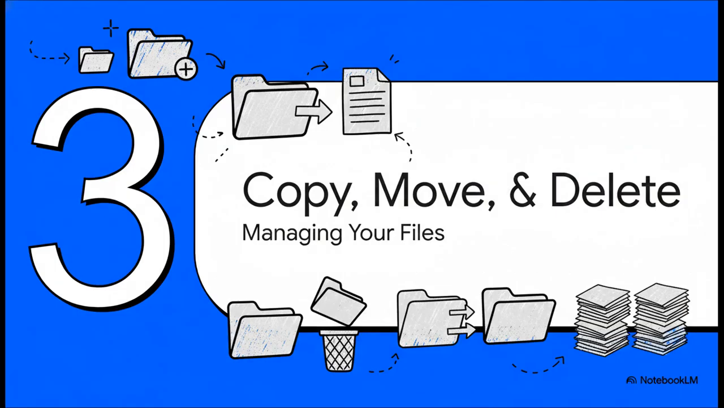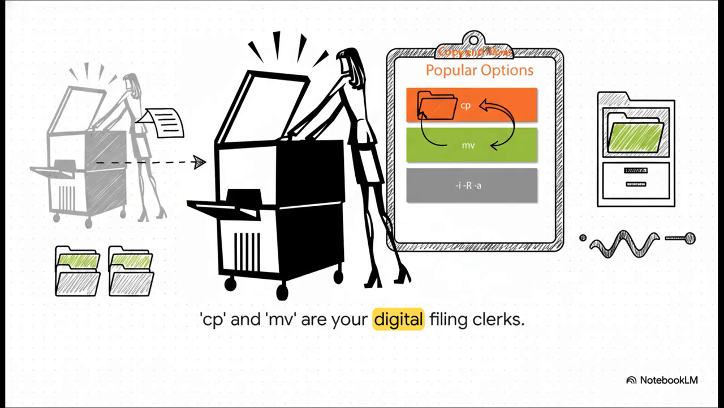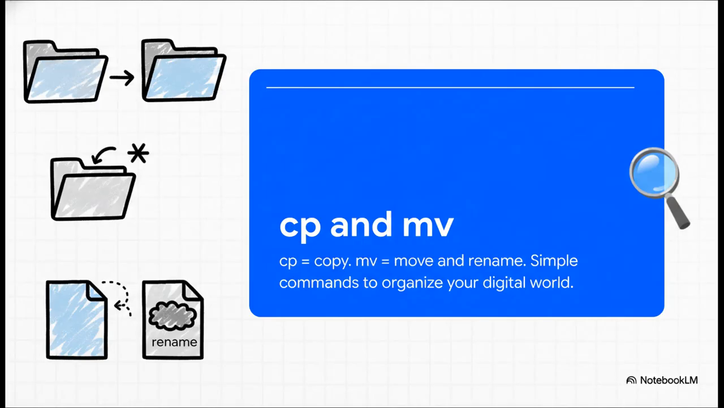So let's start with the absolute bedrock of file management. This is the digital version of tidying up your office, making copies of documents, moving files into different folders, and of course, tossing stuff out. This is the stuff you're going to be doing every single day. Think of CP and MV as your two most trusted assistants. Just like this photocopier, CP makes a perfect duplicate of a file, leaving the original right where it was. MV, on the other hand, actually picks the file up and moves it somewhere else entirely. So CP for copy, MV for move.